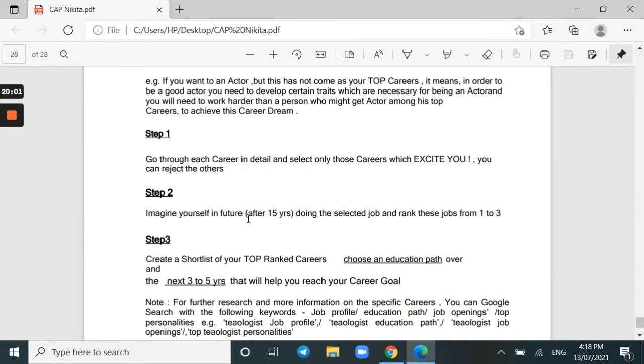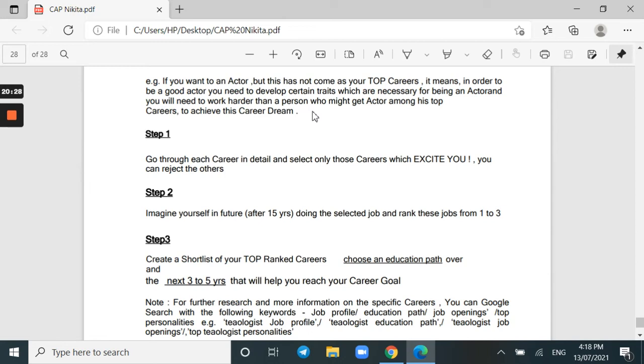For example, here, and again it says if you want to be an actor, but this does not come in your top careers. It only means that in order to be a good actor, you need to develop certain traits which are necessary for an actor, and you will need to work harder than a person who might get actor among his top careers. So it shows you the areas which are weak, or the strength areas that you have. So either you try to work on your strengths and identify and work on the careers.